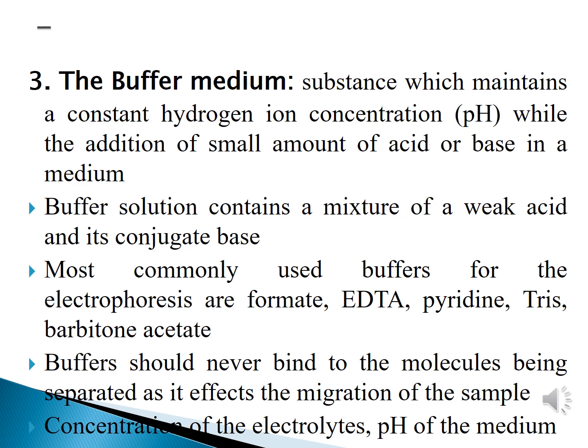Buffers are substances which contain a weak acid and its conjugate base. These are the potential source for generation of ions and help in the flow of electrons. These substances maintain a constant pH throughout the medium and favor better separation. The most commonly used buffers in electrophoresis are EDTA, formate, pyridine, tris buffer, barbiturate, and acetate buffers.